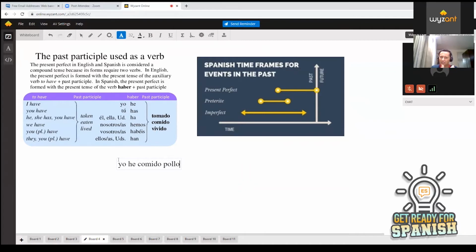Why am I using this tense, I have eaten chicken, instead of, for example, I ate chicken? Okay, yo comí mi pollo. Why should I be using the past participle or the present perfect instead of the preterite tense? Well, because in the first case, when we are using the present perfect, we are referring to that past action having some relationship with something in the present. Okay? Yo he comido pollo, I have eaten chicken.